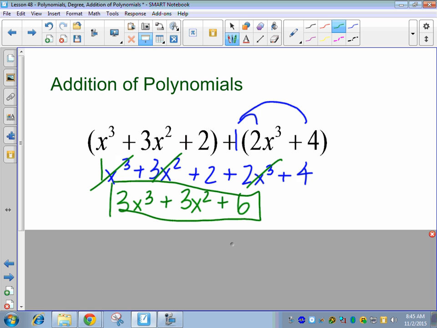Something that I want you guys to always do, usually we aren't too particular about this stuff, but always put your answer in order by degree. So start with the highest degree, so 3x cubed, and then go down, 3x squared plus 6. That's just sort of like how it works in the math world, Isaac.